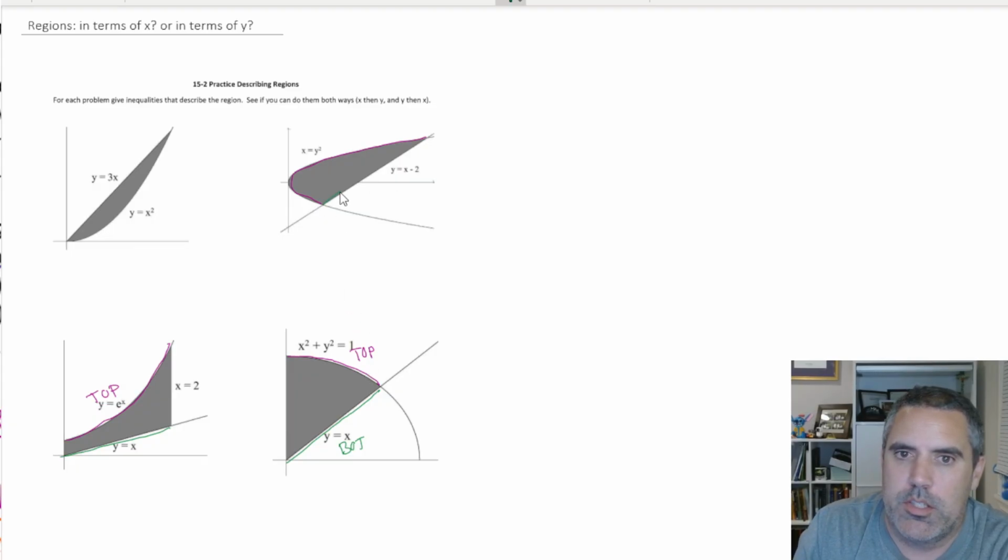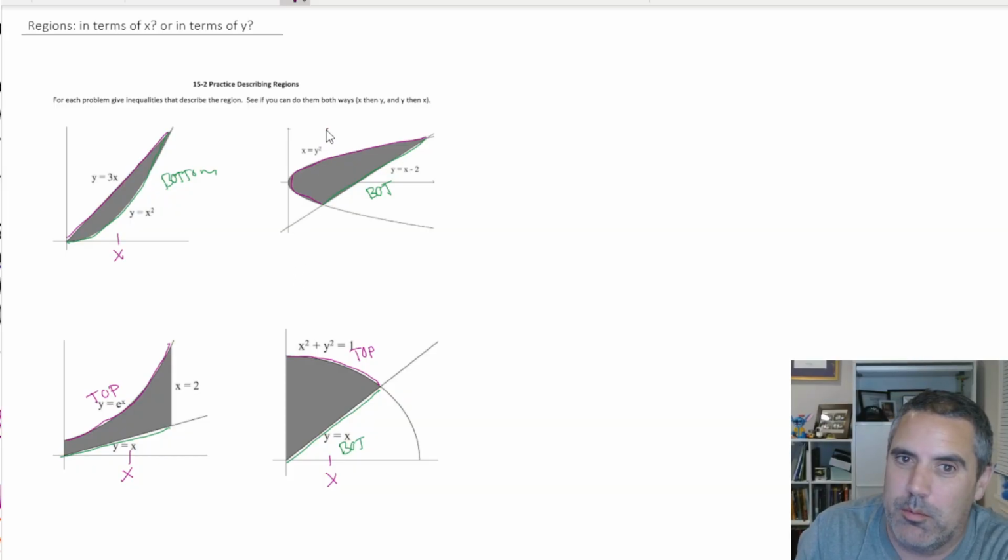Whereas for this one, the bottom changes. It's the bottom here, and over here, it's not on the bottom of the region. This one always has the same bottom, or lower function, and it always has the same top. So these three, you could do in terms of X. I would not want to do that one in terms of X because I'd have to split up my work in two because the pattern changes right there. That does not happen for any of the other ones.